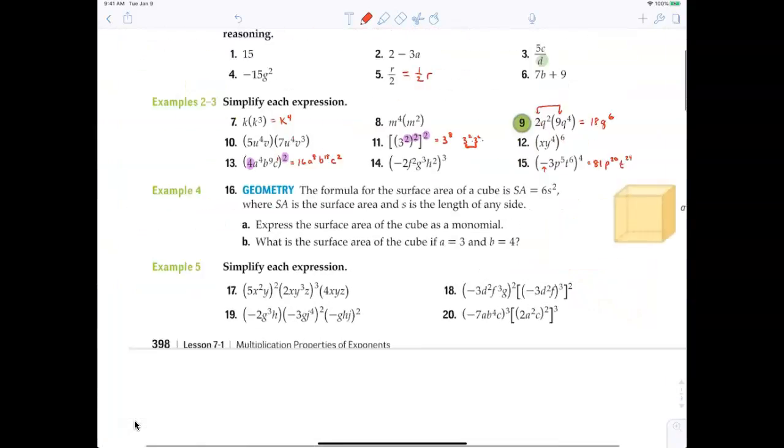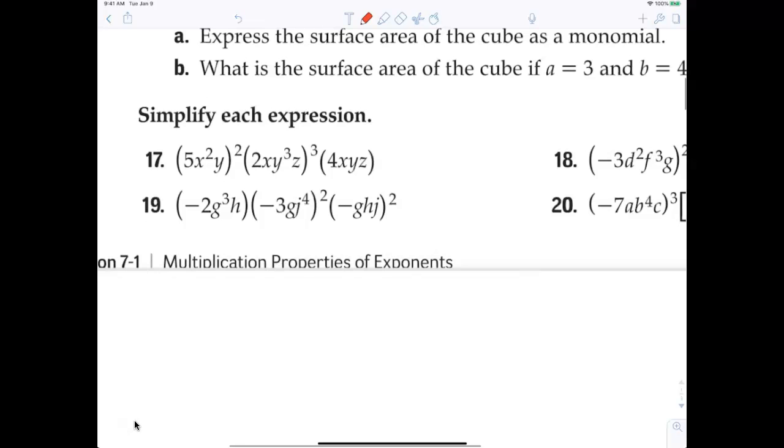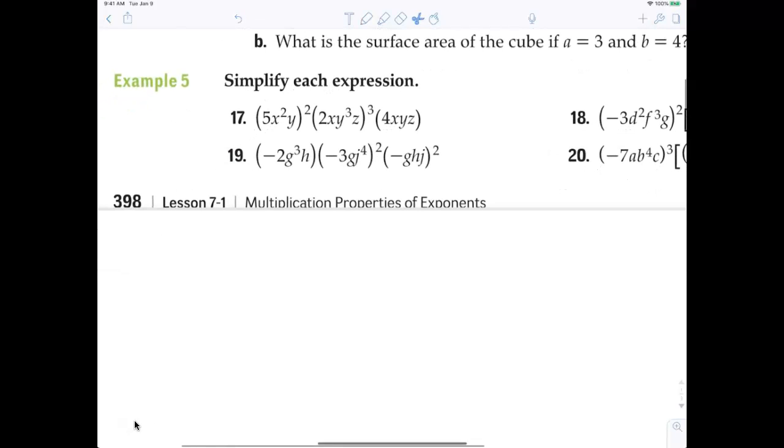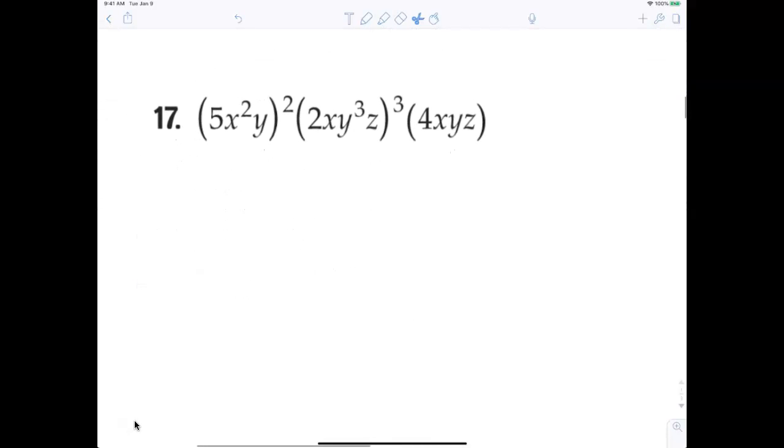Now, let's jump to 17. I'm going to try to walk you through number 17. If you can do 17, you're in great shape. Everybody take a look at 17. Order of operations: do you multiply or do the powers first? You do the powers first, right?